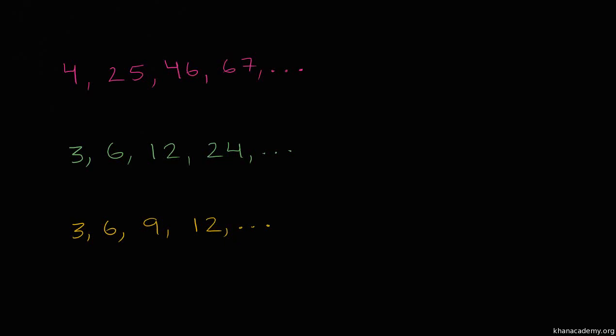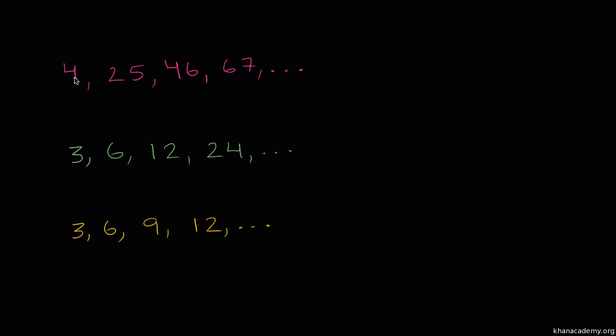What I want to do in this video is get some practice figuring out patterns in numbers, and in particular, patterns that take us from one number to a next number in a sequence. So if over here in this magenta color, I go from 4 to 25 to 46 to 67. So what's the pattern here? How did I get from 4 to 25? And can I get the same way from 25 to 46 and 46 to 67? And could I just keep going on and on and on?